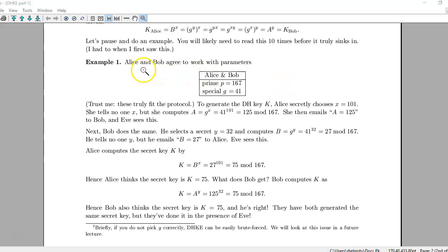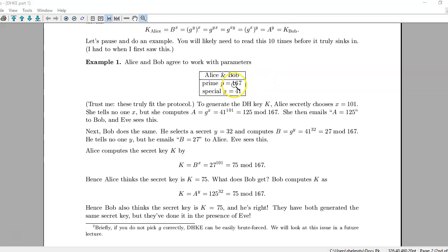So here's the example. Alice and Bob are going to do a Diffie-Hellman key exchange, and so they need to agree on their parameters. So their public parameters, let's say their prime is going to be 167, and their special number mod p will be 41, okay? And just trust me, these fit the protocol. That really is a prime number, and this really is special. Whatever special means, don't worry about it, okay?